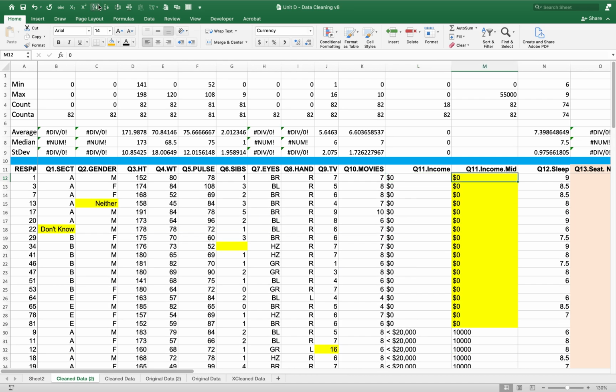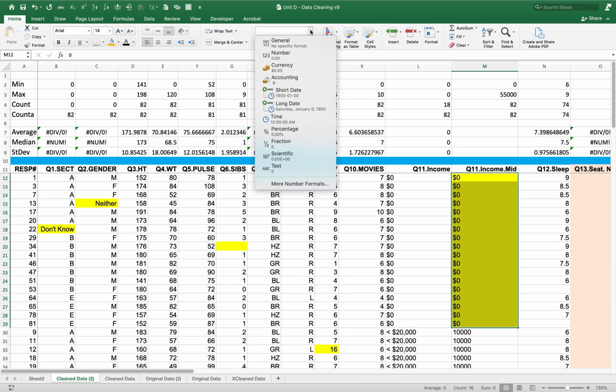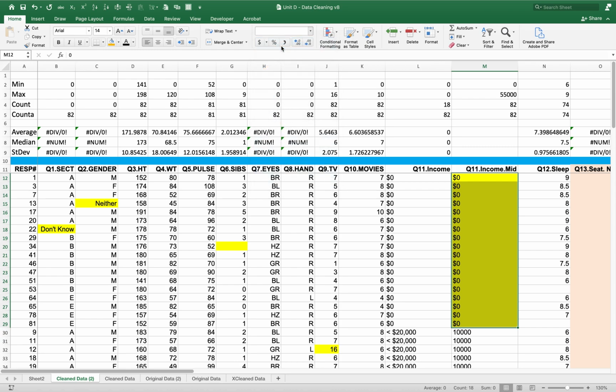And I've highlighted these guys here because when I put in zeros, they came as dollar signs. And then when I typed in 10,000, it wasn't a dollar sign. That doesn't make any difference in terms of any analysis, but you can certainly highlight these and go up to here, the number format here, and just change that into general. And so that'll get rid of the dollar signs there. All right, oh, let's get rid of the yellow as well.